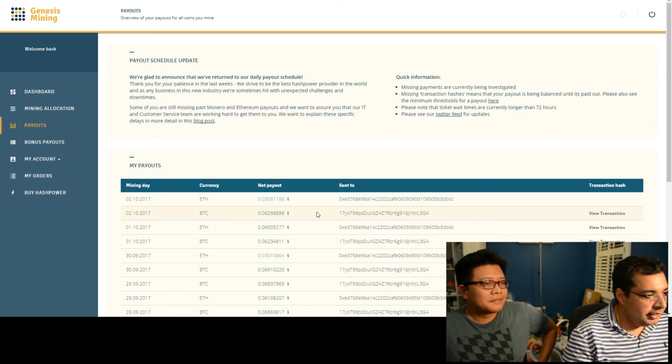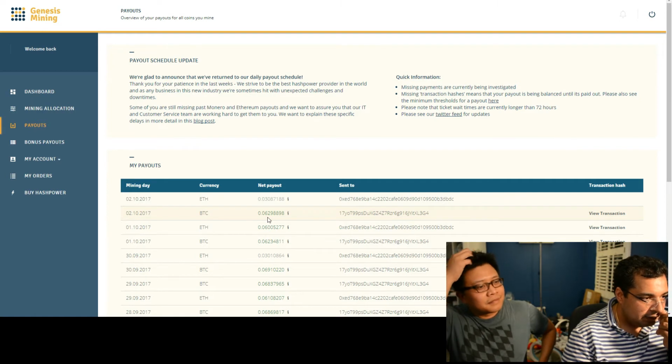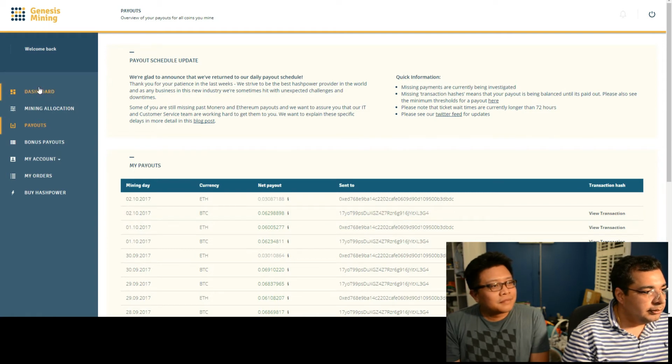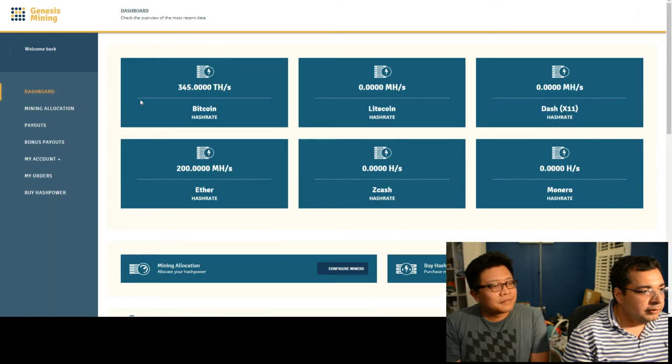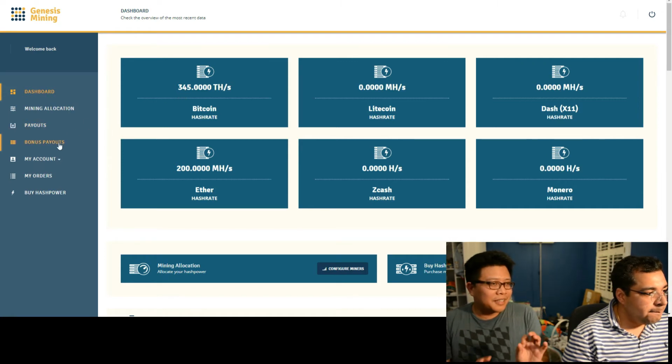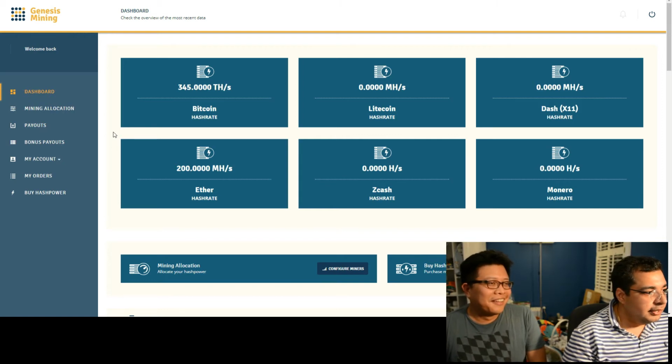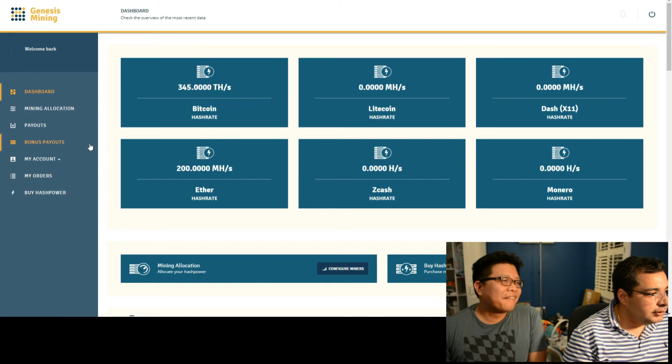So on this day, it sent out 0.06 Bitcoin to my address for the mining processing done on the dashboard of 345 terahashes of mining. To put that in perspective, that's a lot. Yes, so that's a lot of hashing power. And we'll get into that in just a second. So we'll go to my accounts.